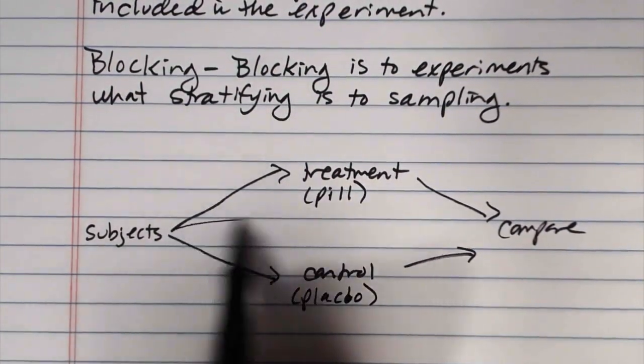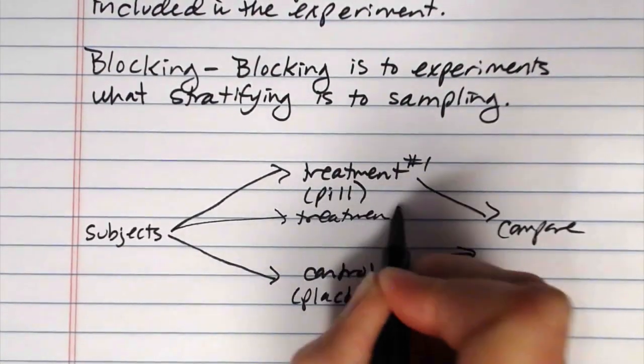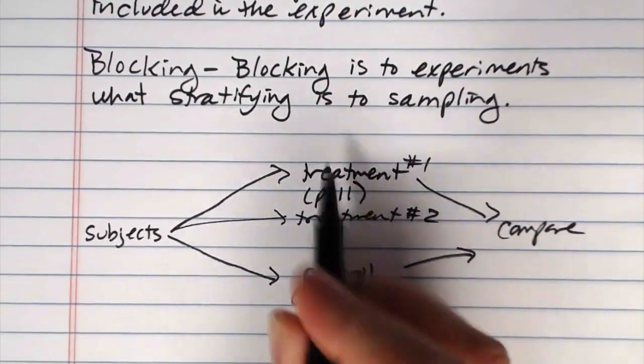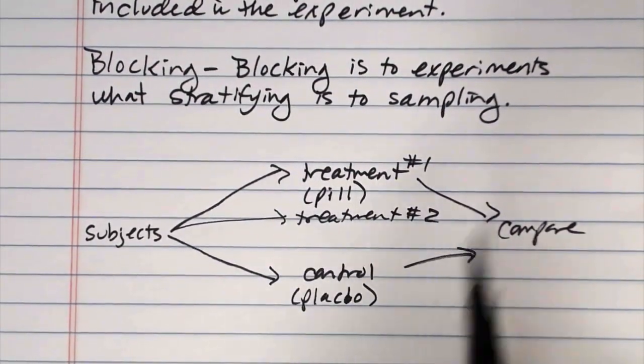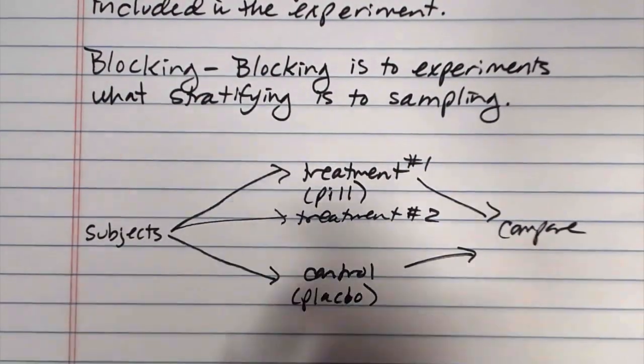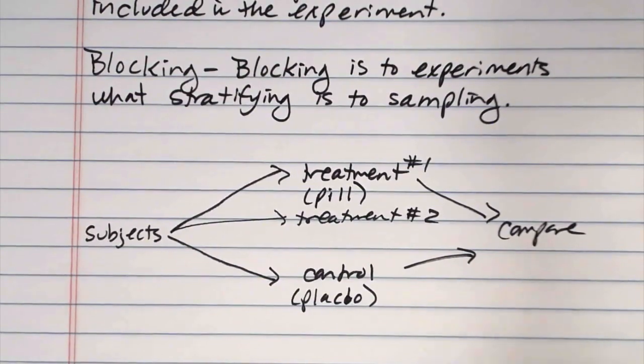Or if you had multiple treatment groups, so treatment number 1, treatment number 2, if you had different dosages you wanted to test, you could have a bunch of treatment groups, a control group, and at the end you would compare. Okay, now that is an unblocked experiment. That's what's called the completely randomized experiment.